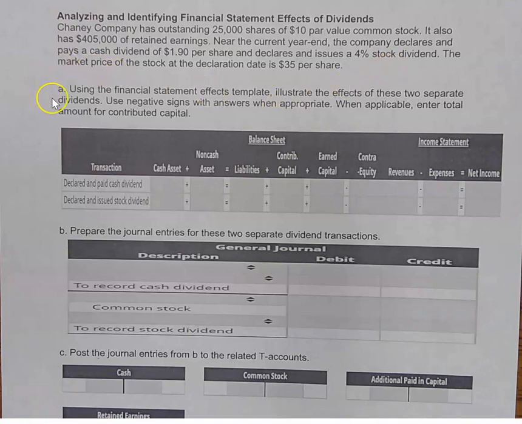The first part of this, requirement A, says, using the financial statement effects template, illustrate the effect of two separate dividend transactions, and use negative signs when appropriate. So how do we do this? Well, let's look up here at our scenario. We've got a couple of other videos made recently where we were dealing with dividends as they pertain to common stock and cumulative preferred stock. All we have to deal with in this exercise is common stock.